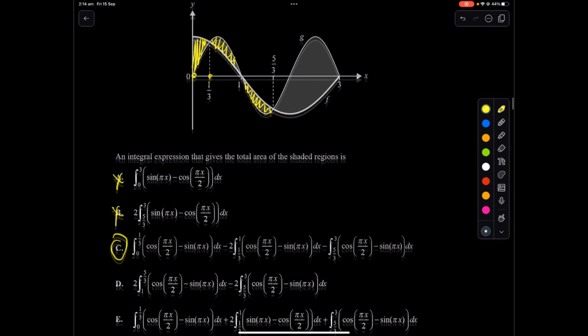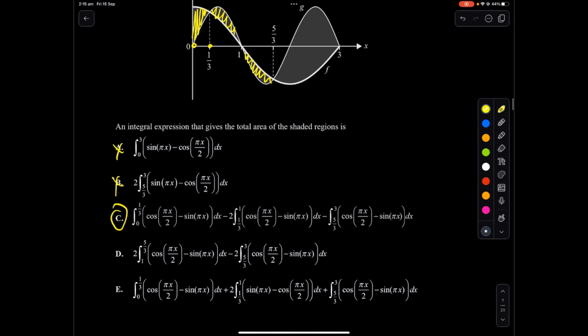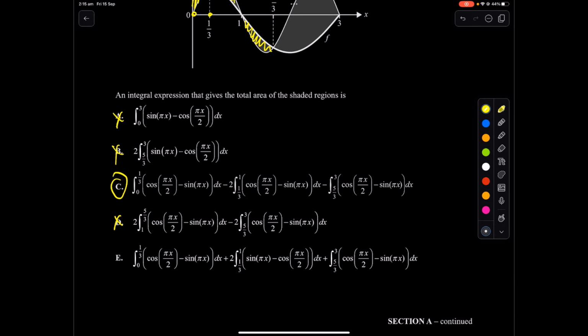The other ones, let's just have a look at those. So 1 to 5/3, the upper function's cos, yep, minus sine, yep, twice, we'll give you that. Then the next one's 5/3 to 3. No. Okay, 5/3 to 3, this. But why does he put a 2 here? That's wrong. And the other one, oh hell no, I'm not going to look at that one.